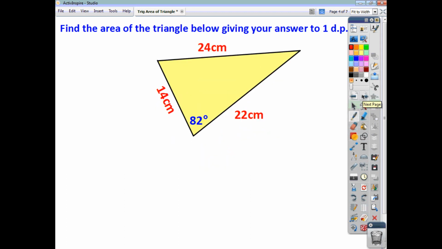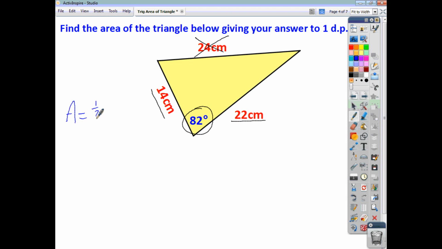Now, you may well be faced with a question like this, where you're given too much information. And what you have to do is identify what you need to use and what you need to just discard. Remember, what we want is our angle sandwich. So you want the angle sandwiched in between the two sides, either side of it. So this information is not necessary. So we're going to use the 14, the 22, and the 82 to find our area. So again, formula, working, answer, and units.